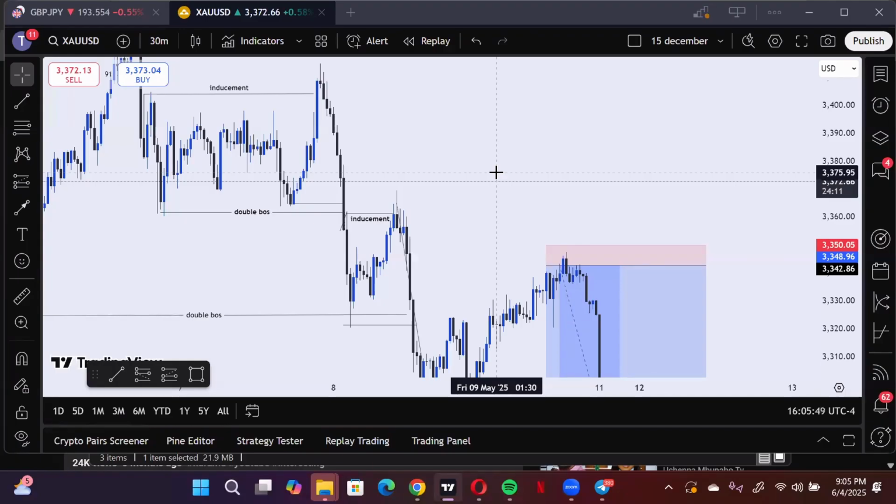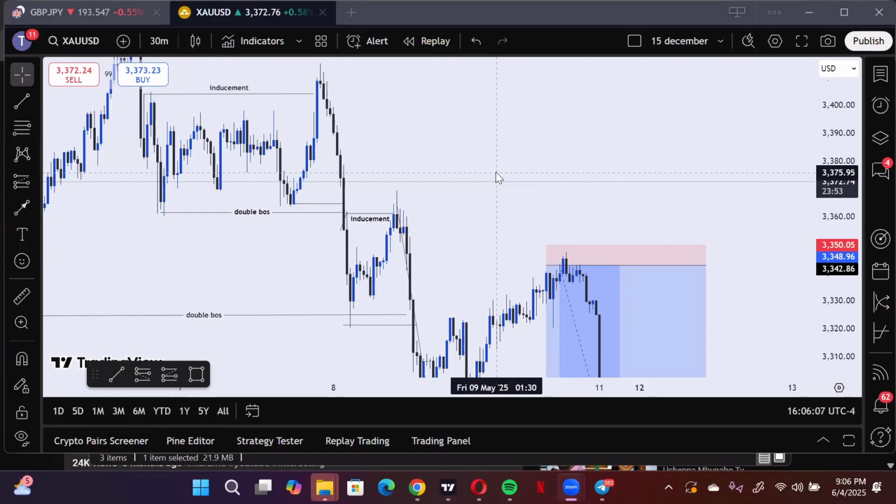There are 2 different types of order blocks. We have the bullish order block, then we have the bearish order block. The bullish order block is for when you're looking for a buy scenario. The bearish order block is for when you're looking for a sell scenario. Are you guys following me?